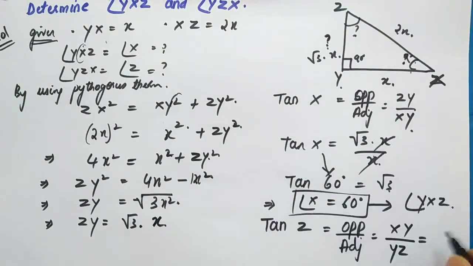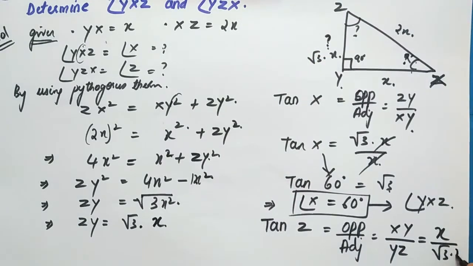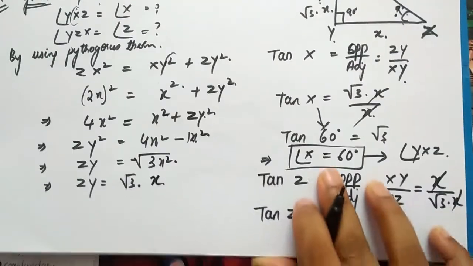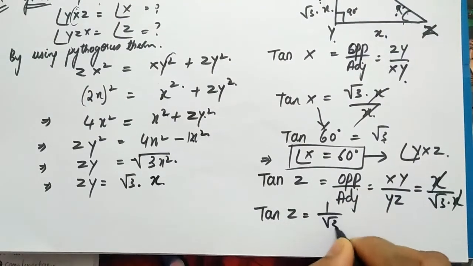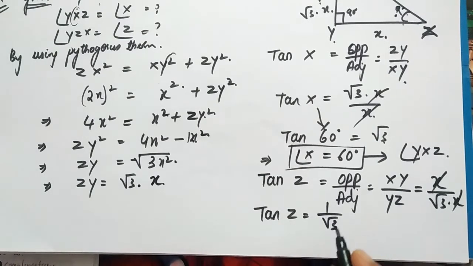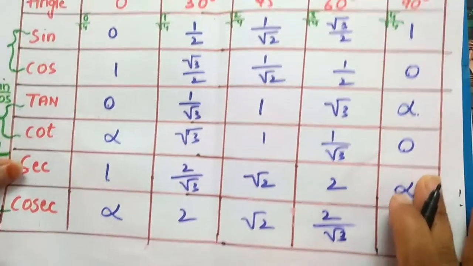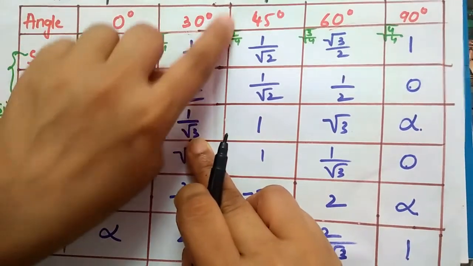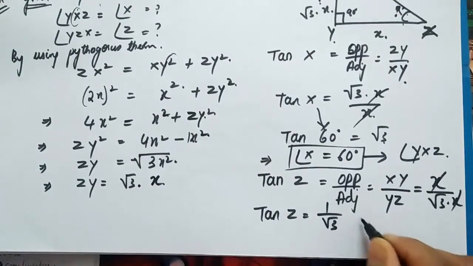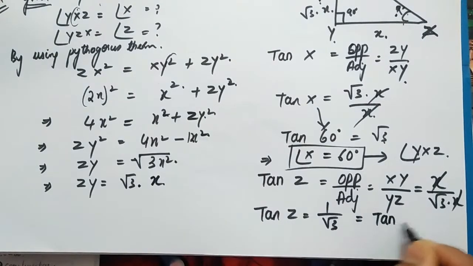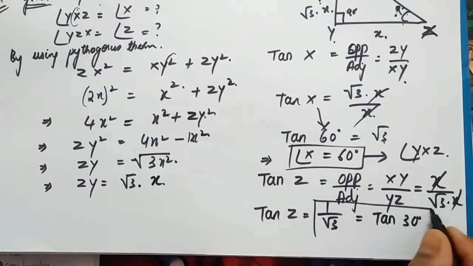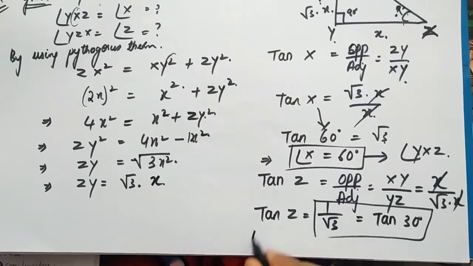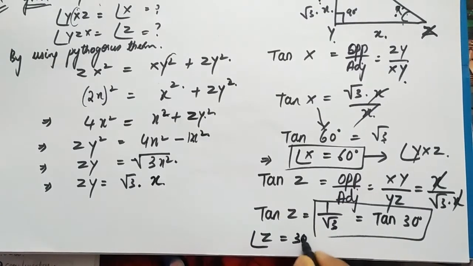So what is xy? It is x. What is yz? It is root 3 into x. X gets cancelled, so tan z is nothing but 1 by root 3. In the tan table, where is 1 by root 3? At which angle is it? It is 30 degrees, so the answer is tan 30 degrees, we are having 1 by root 3. So our angle z is nothing but 30 degrees, right?